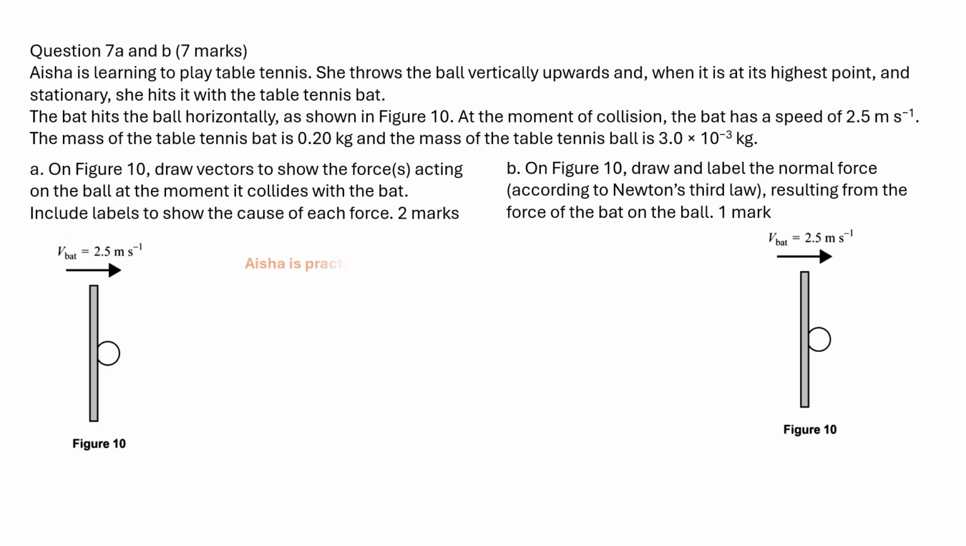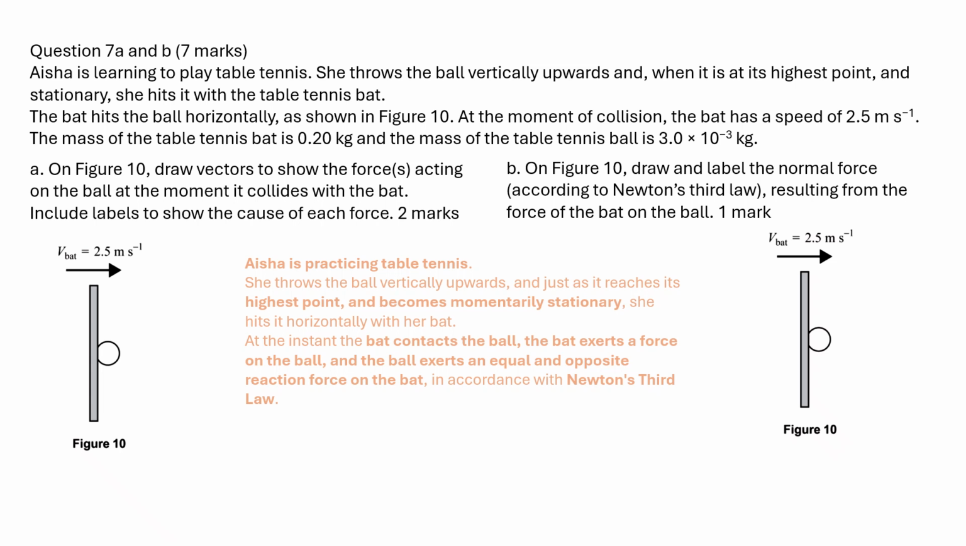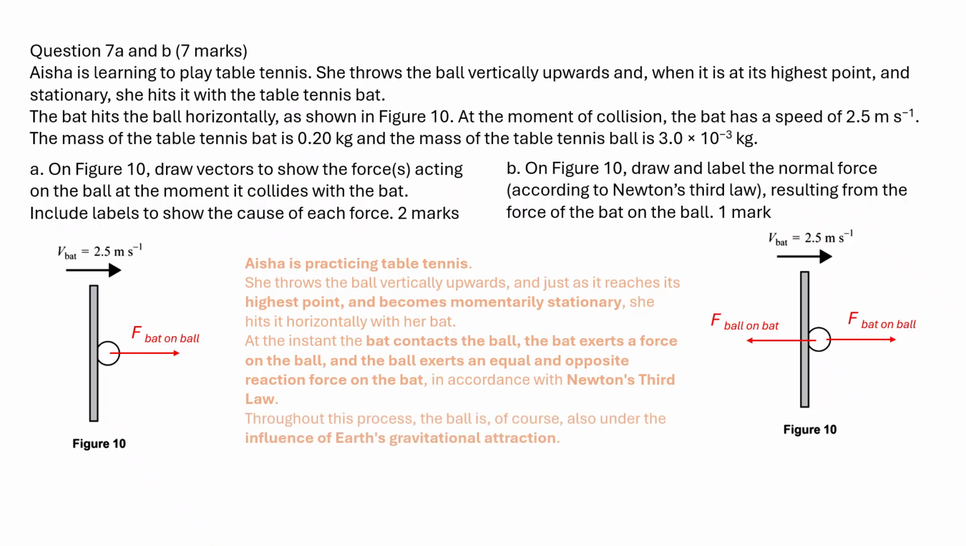Aisha is practicing table tennis. She throws the ball vertically upwards, and just as it reaches its highest point and becomes momentarily stationary, she hits it horizontally with her bat. At the instant the bat contacts the ball, the bat exerts a force on the ball, and the ball exerts an equal and opposite reaction force on the bat, in accordance with Newton's third law. Throughout this process, the ball is, of course, also under the influence of Earth's gravitational attraction.